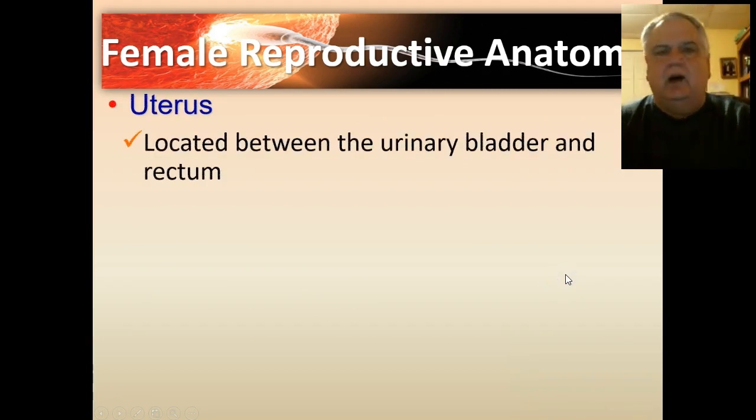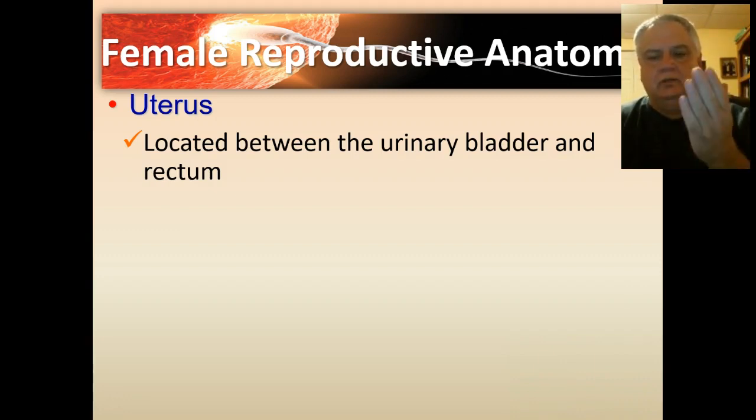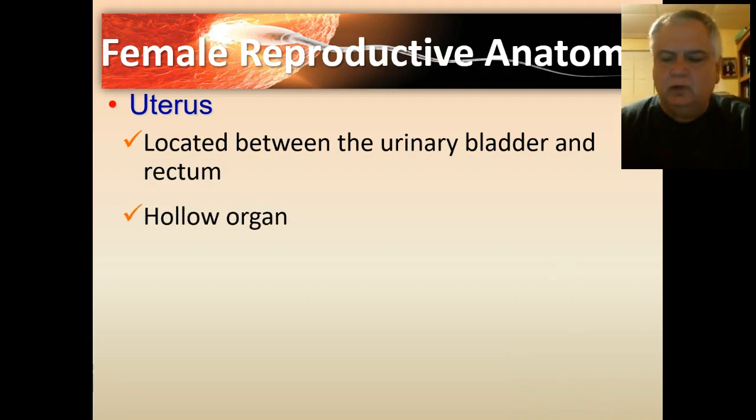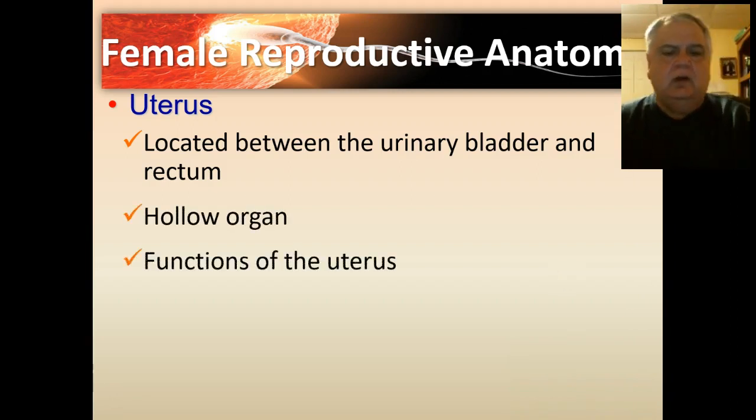Okay. Next up, let's move to the uterus. The uterus is located between the urinary bladder and the rectum. So it's kind of underneath the urinary bladder, but over top of the rectum. The uterus is a hollow organ.